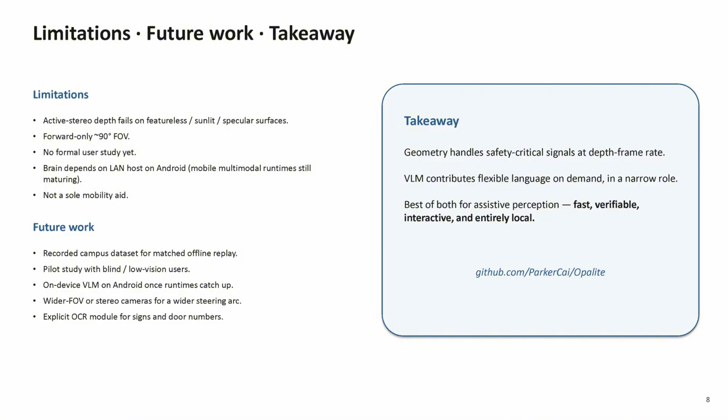The takeaway is on the right here. Geometry handles the safety critical signal at depth frame rate in real time. The language model handles the language work only when you ask. You get the speed and reliability of the geometry plus the flexibility of a real language model, and it's all local. The code is at the GitHub link here.